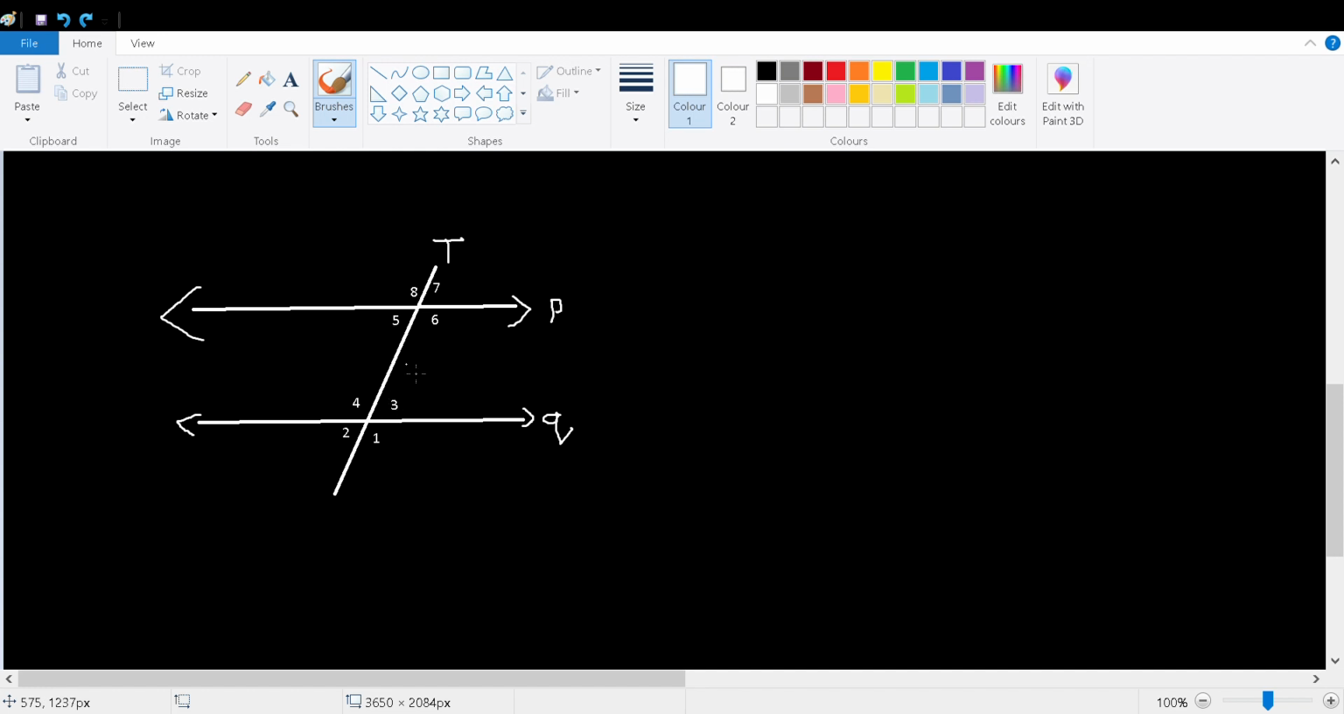Okay, last angle pair. Alternate exterior angles lie on opposite sides of the transversal, so again they lie on the opposite sides, and outside the intersected lines. That's what I was talking about. So interior angles are between the lines, exterior angles are outside the lines. So for example, 7 and 2 can be alternate exterior angles. Why? Because they lie on opposite sides of the transversal and outside the intersected lines. Or 8 and 1. These two can also be alternate exterior angles.